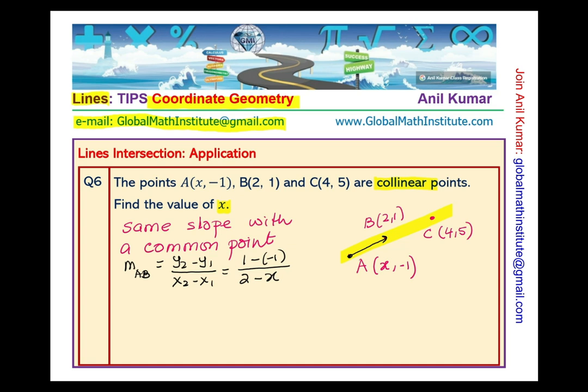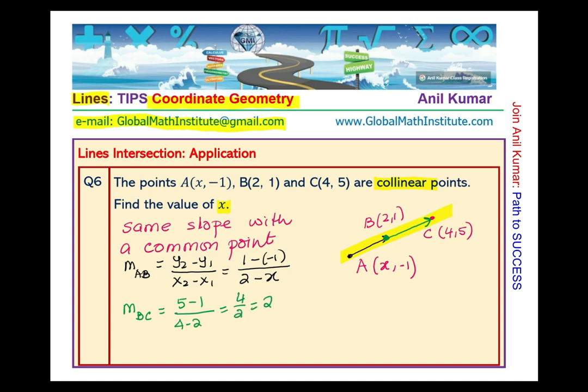Now, B becomes a common point. So from B to C, also we want the same slope. You get the whole idea, right? So now we'll write m from B to C, which will be a number. So 5 minus 1, those are the y values, over x value 4 minus 2. 5 minus 1 is 4, and then we get 2 here as the result. Now these two slopes, m from A to B and then from B to C, should be equal. That should give us the value of x, right?